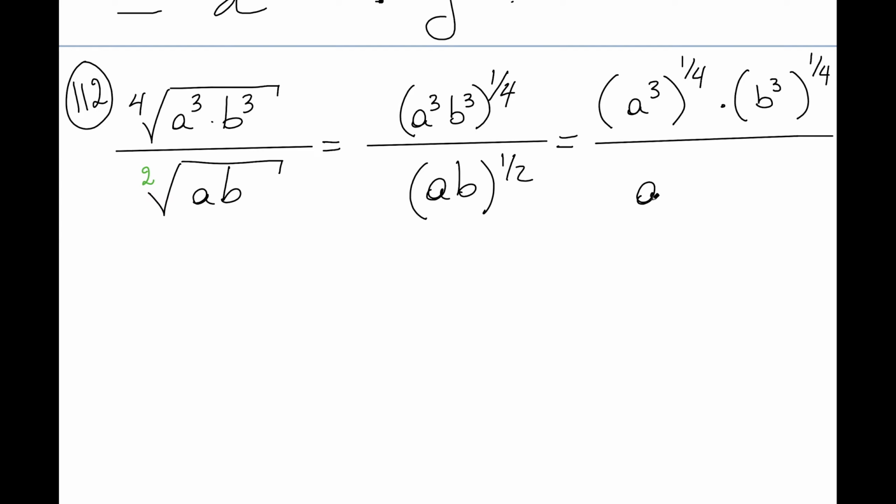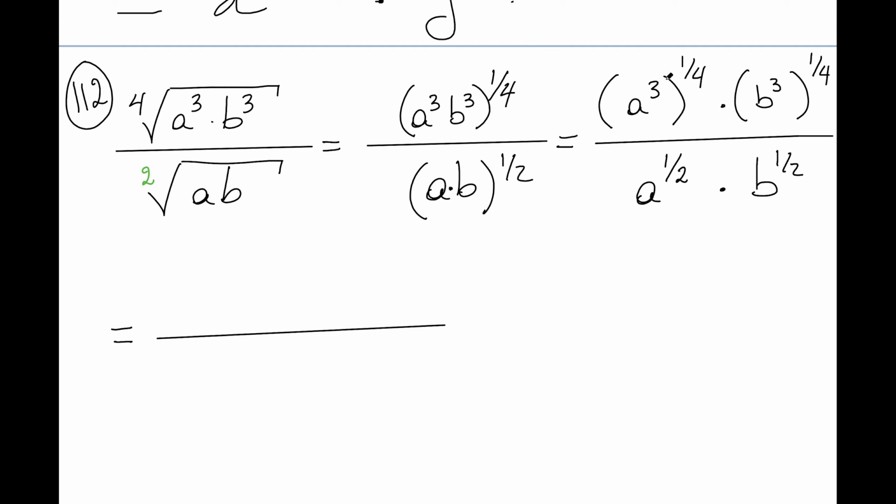And likewise downstairs, it's a to the power 1/2, because again the nature of the guy downstairs is I'm raising a product to the power 1/2. Raising a product to the power 1/2 means it's the same thing as the product of the corresponding bases, each individually raised to that power p. Okay, and this is the same thing as the quotient of a to the power 3, to the power 1/4.